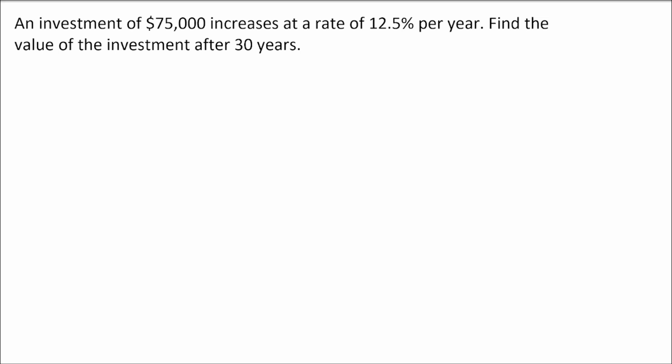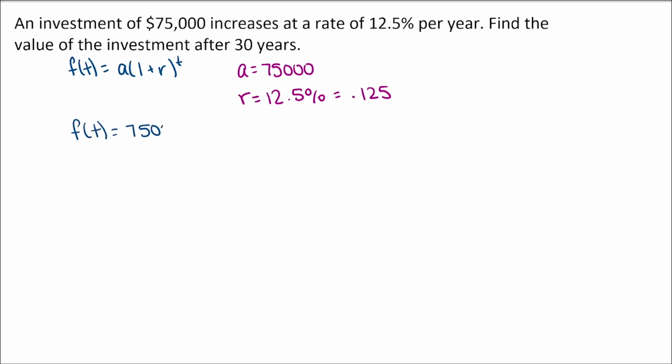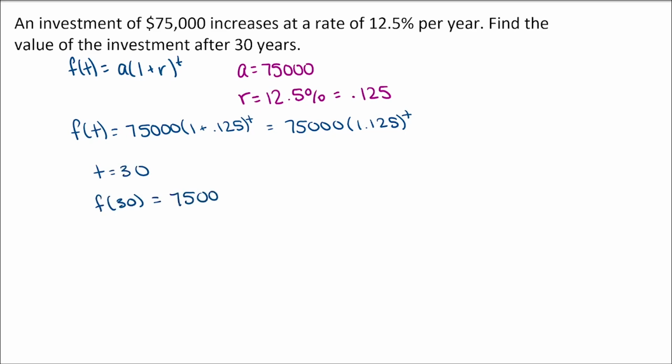So we're going to use f of t equals a times 1 plus r raised to the t power. Our a in this case is 75,000, and our rate, or r, is 12.5%, which is 0.125. This gives us a formula of f of t equals 75,000 times 1 plus 0.125 raised to the t power, or 75,000 times 1.125 raised to the t power. When t is equal to 30, we'll plug that in for our t, so we'll get 75,000 times 1.125 raised to the 30th power. This is going to be equal to $2,568,247.87 in 30 years.